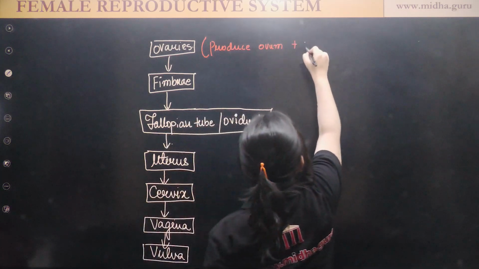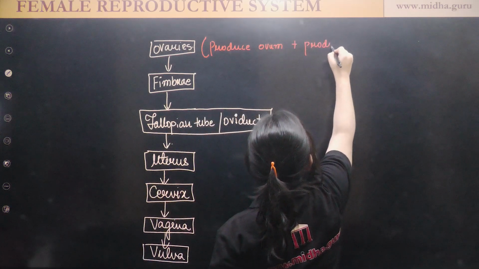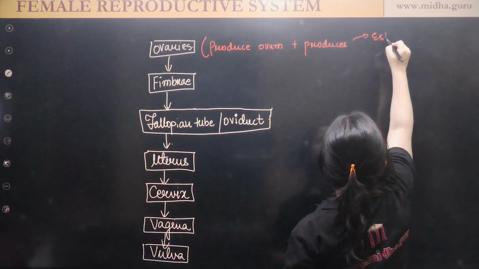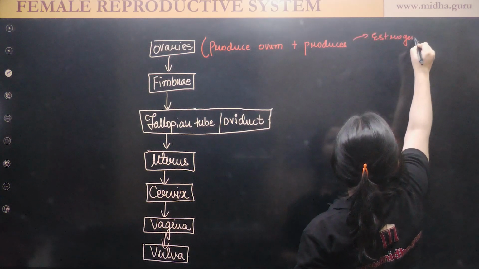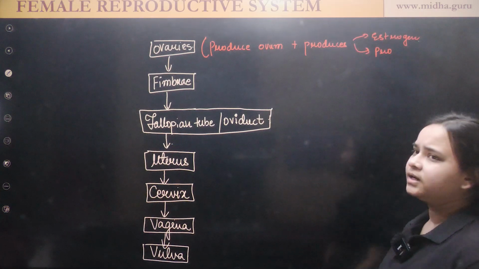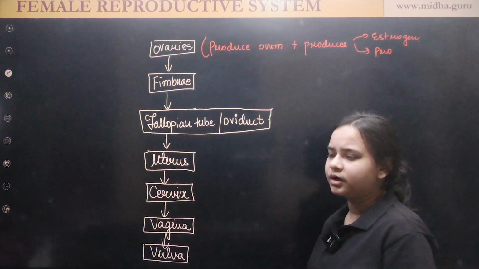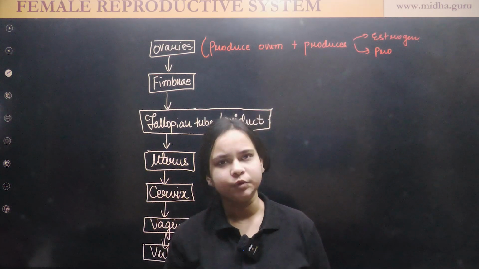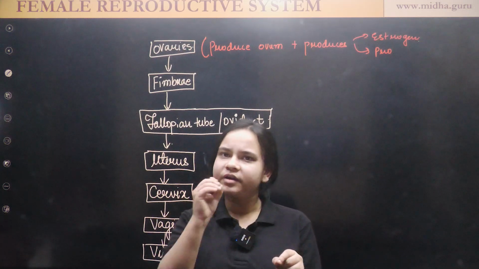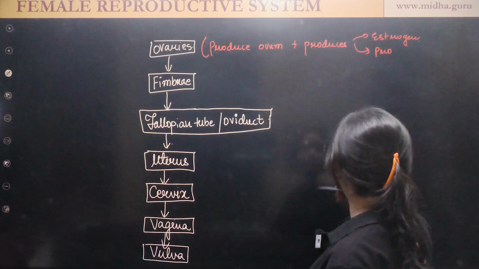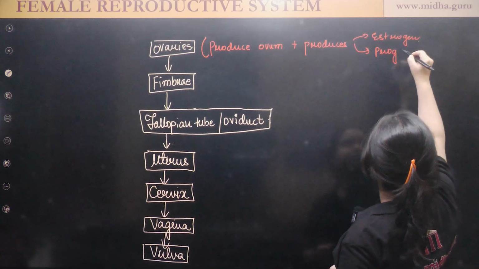Also it produces two hormones, that is estrogen, and also some amount of progesterone. Why did I specify some amount of progesterone? Because basically progesterone is produced by the corpus luteum, which we are going to understand when we deal with the topic of the menstrual cycle. So, progesterone and estrogen.